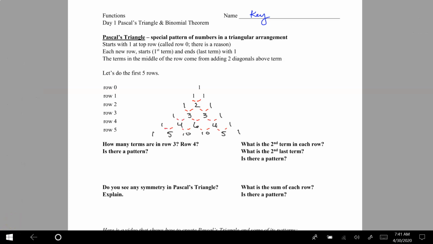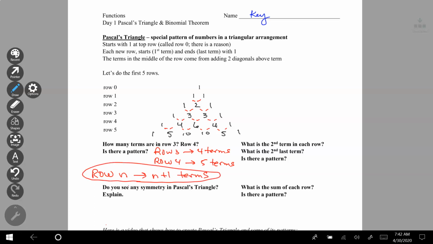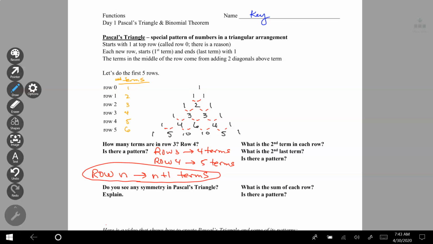Well, are there any special patterns? Well, let's see. How many terms are in row 3? When I look at row 3, I see 4 terms. Row 4, I see 5 terms. So if I just call it in general, row n, n plus 1 terms. As you can see, row 5 would have 6 terms and so on and so forth.